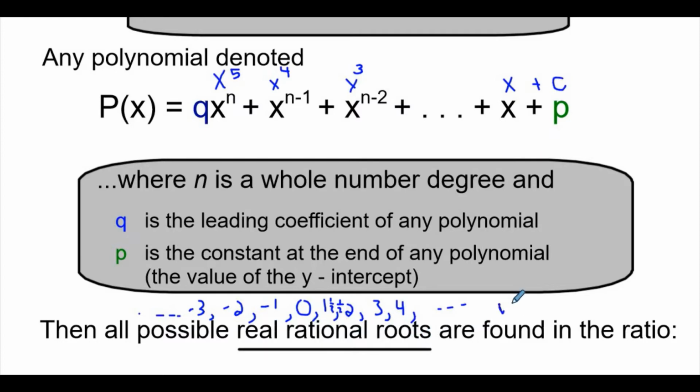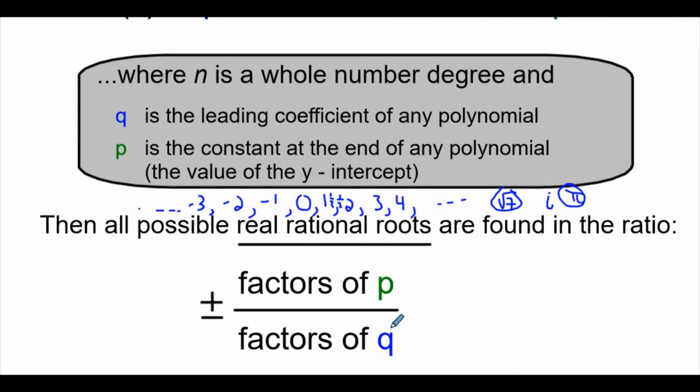It is not talking about square roots of 7, right? It's not talking about imaginaries. It's not talking about pi, anything like that. Those are irrational or imaginary, right? This is imaginary. These are irrational. So real rational roots are found using this ratio. You take the constant, you factor it out. You take the coefficient, you factor it out, and you divide them. So if you take the factors of the constant and divide by the factors of the coefficient, and add a plus or minus to that, that will provide you a list of all the possible roots.